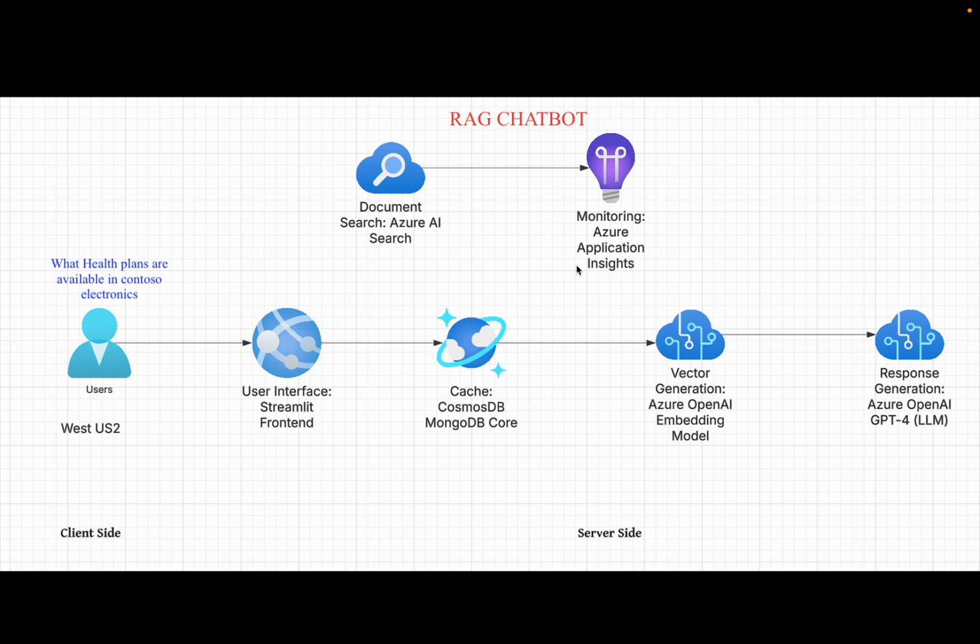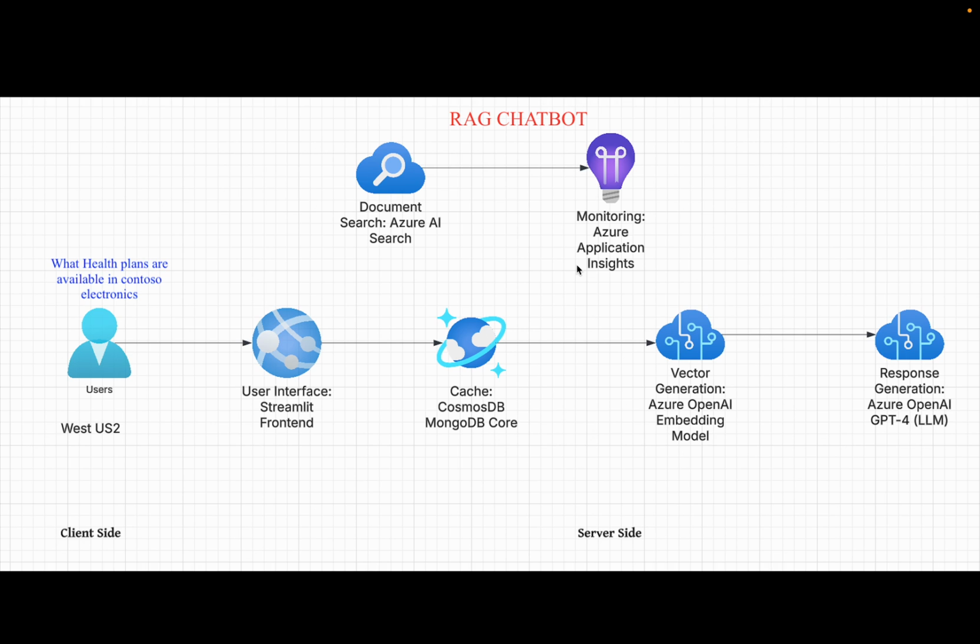Then comes Application Insights. Application Insights is a monitoring and logging tool that tracks system performance and errors. Why is it important? It ensures system reliability by capturing metrics like query response times, API usage, and error logs. If something goes wrong, it helps us debug and fix issues quickly.